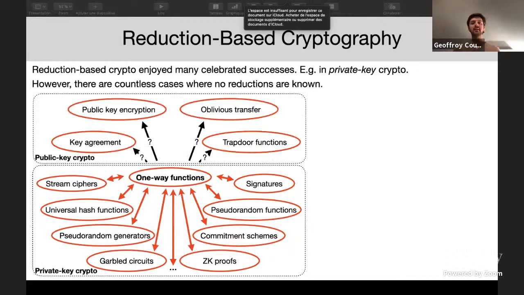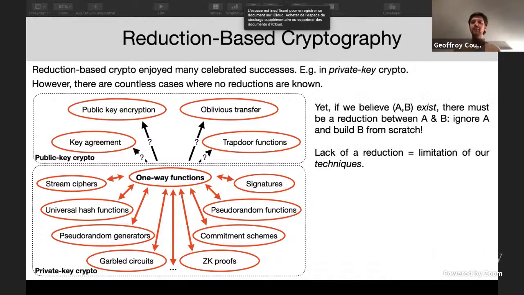However, there are countless cases where we do not know of such reductions. That's typically the case when we try to base the existence of public key cryptography, for example, on private key cryptography. So can we construct key agreement out of one-way functions? We don't know. And that's a bit unfortunate and annoying because we believe key agreement exists, we believe one-way functions exist, so there has to be a reduction. The reduction could be: ignore the one-way function and build the key agreement from scratch. So this lack of reduction has to be a limitation of our techniques.